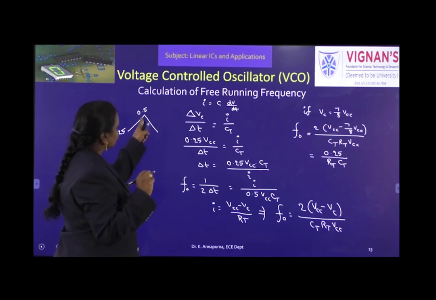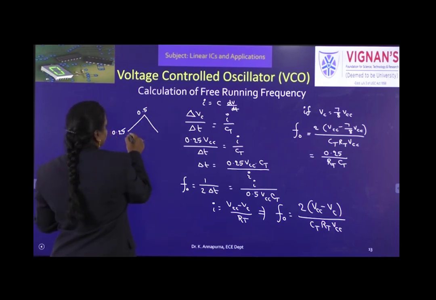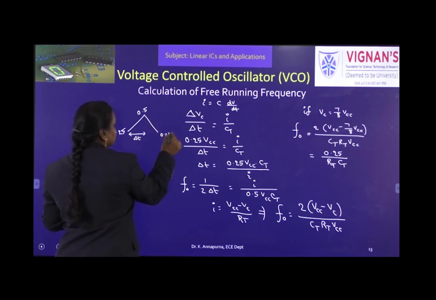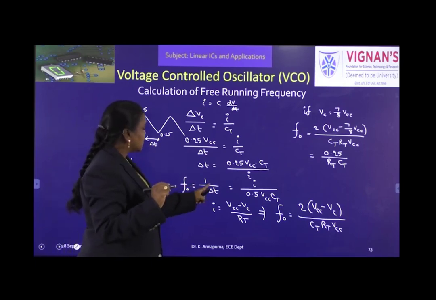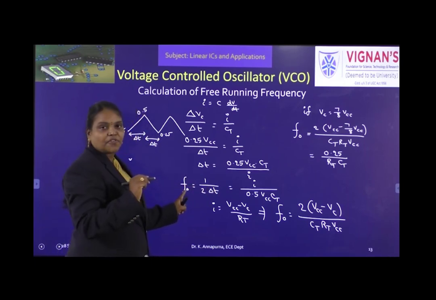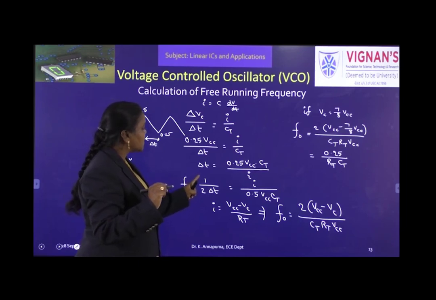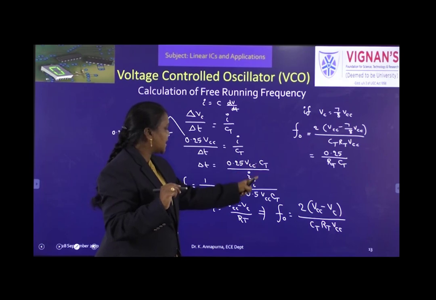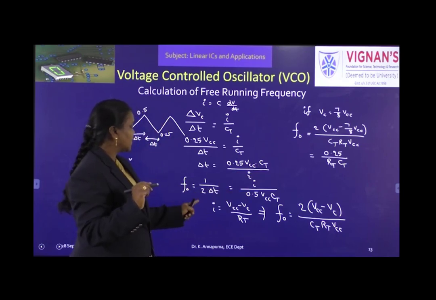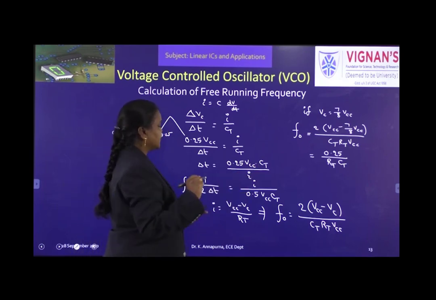Suppose if I consider this, it is taking a time of delta t. So from 0.5 to 0.25 is also the same time delta t. So what is the total time now? It is 2 times delta t. So this is the time period. So the frequency of oscillations becomes f naught equal to 1 by 2 times delta t. And already we have derived the delta t. Substitute that. And what is I here?